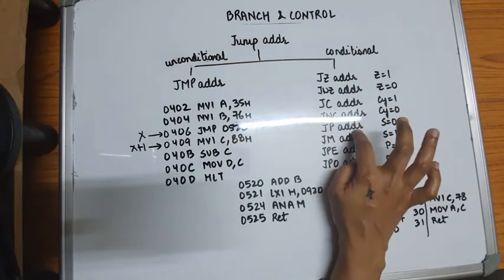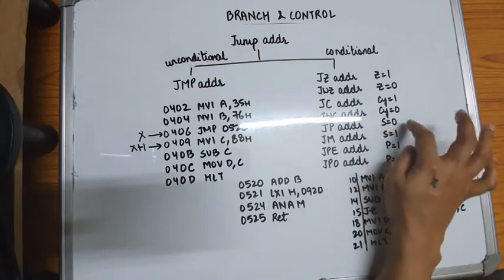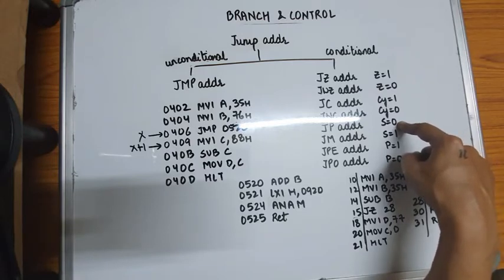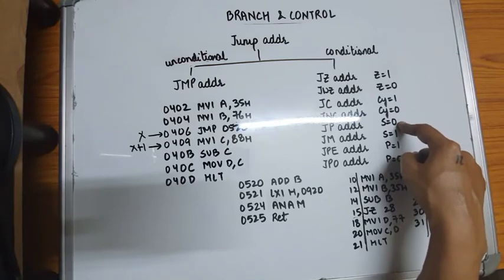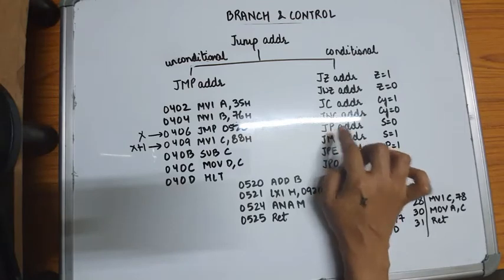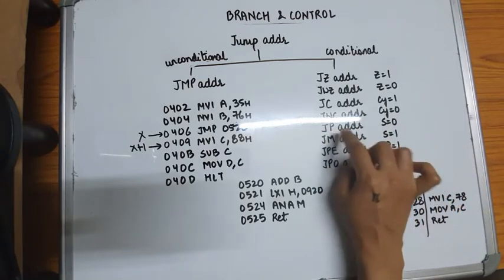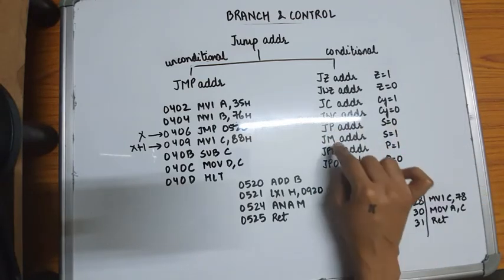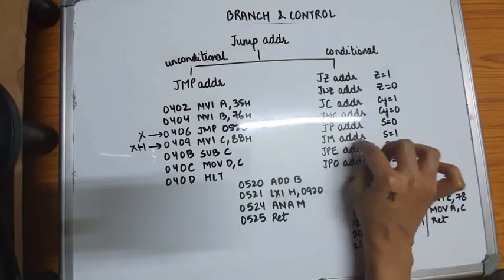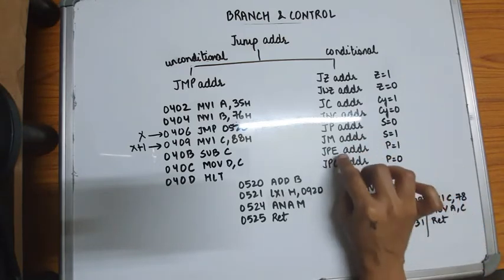Jump if plus to this address. The value of the sign flag will be checked. If an arithmetic operation is carried out and the result is a positive value, then the sign is 0. So if it is 0, jump if plus. If the sign value is plus, then only the control will be transferred to this address. Jump if minus. If the sign flag is holding a value 1, then the control will be transferred to this address. Jump if parity even.